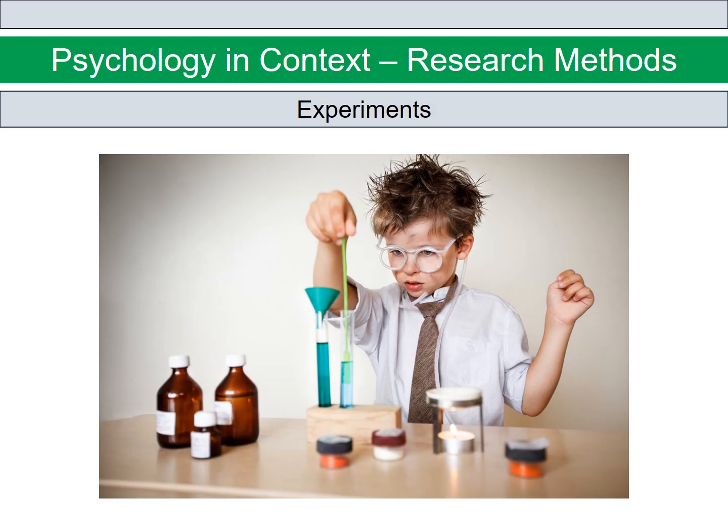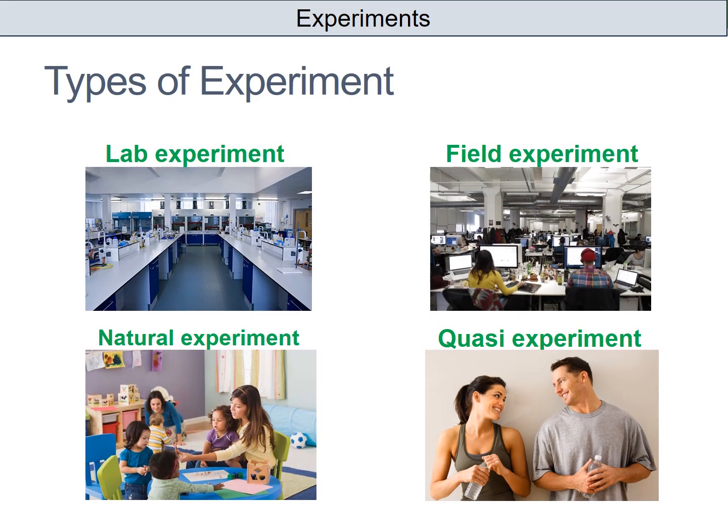Right, in this video we're going to go back to experiments and we're going to look in a little bit more detail at the different types of experiments that psychologists use during their investigations. So there are four main types of experiment that psychologists would use. The lab experiment is probably the one people think of when you say the word experiment, but we've also got field experiments, natural experiments and quasi experiments. So we're just going to go through each of them in turn.